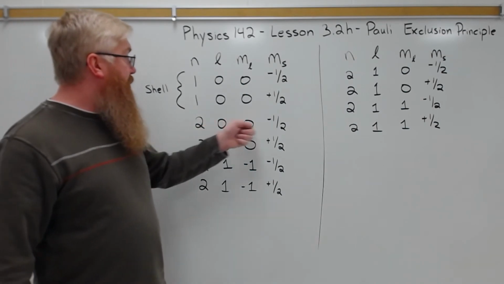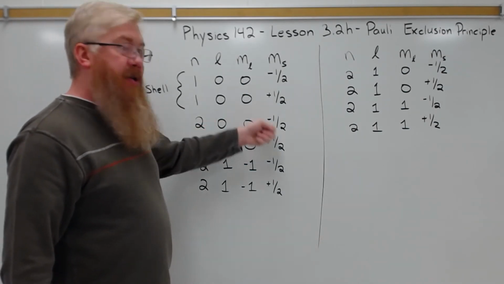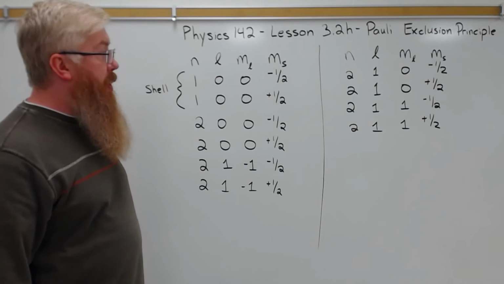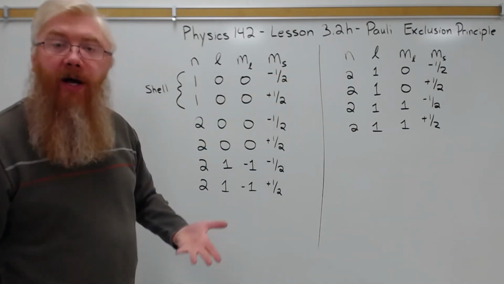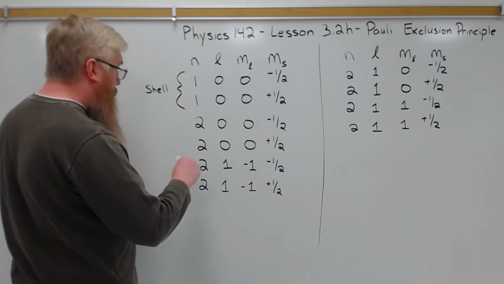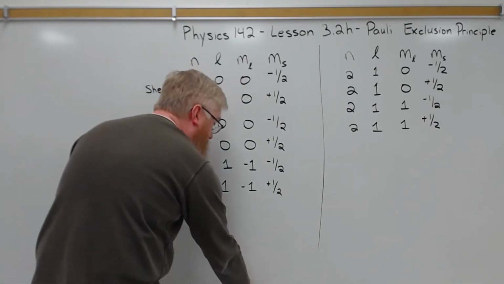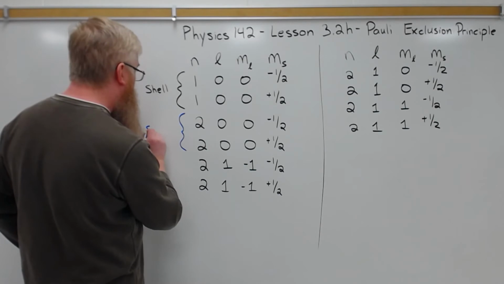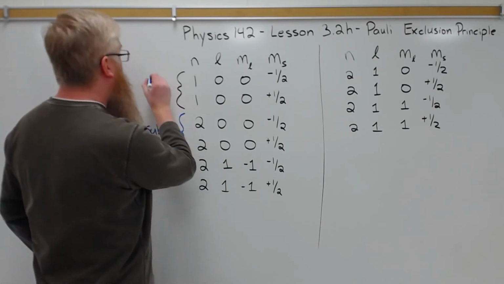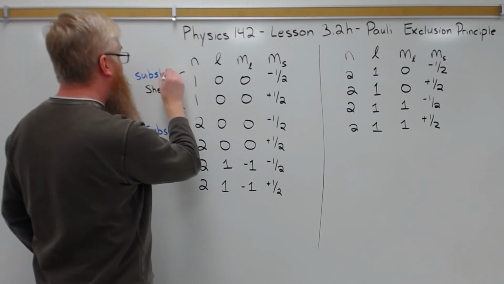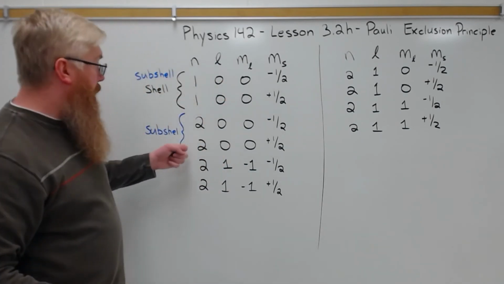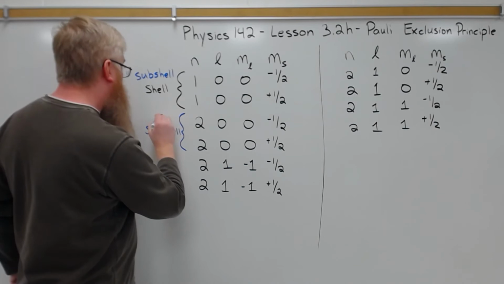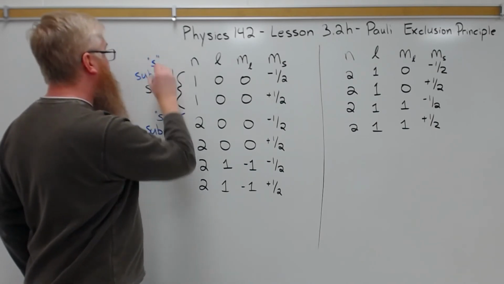For every L and M sub L value, there are 2 electrons that can fit in, a spin up and a spin down. So I'm trapped. This constitutes a shell. This whole n equals 2 is a whole shell, but remember that if it has the same n and L number, it's a subshell. This shell is also a subshell. It has both the same n and L value. Here, n equals 2, L equals 0 is a subshell. We call that the S subshell, because L is equal to 0.